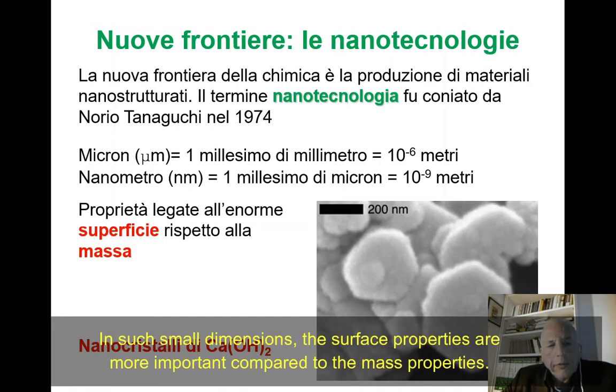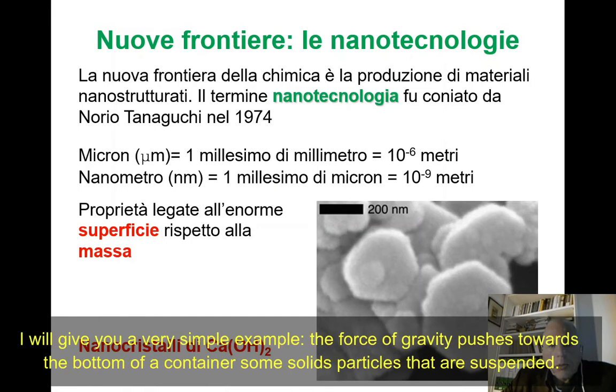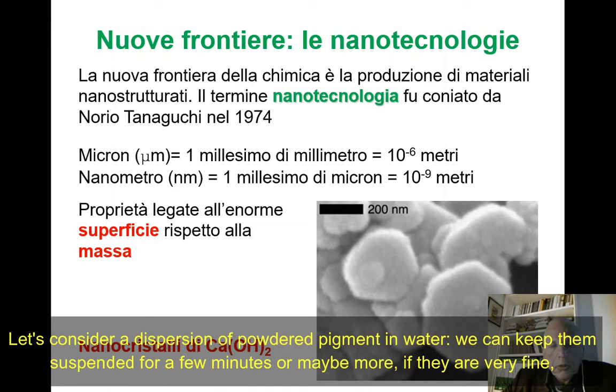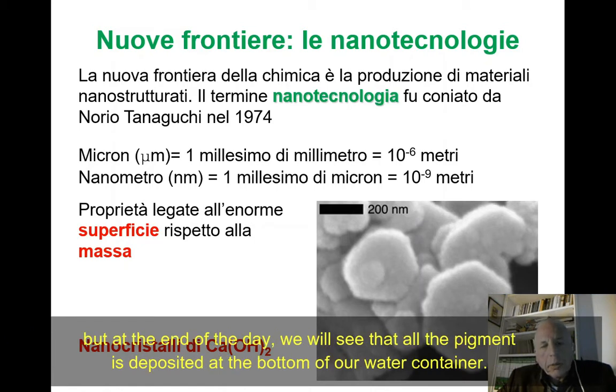In such small dimensions, the surface properties are more important compared to the mass properties. I'll give you a very simple example. The force of gravity pushes towards the bottom of a container some solid particles that are suspended. Let's consider a dispersion of a powder pigment in water. We can keep them suspended for a few minutes or maybe more if they are very fine. But at the end of the day, we will see that all the pigment is deposited at the bottom of our water container.